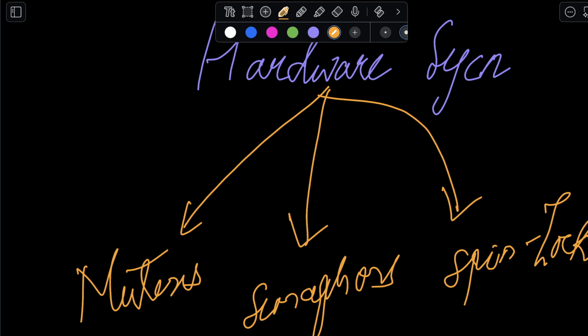So I guess that is all for this session. I hope you guys liked it. In the next one, we'll start with hardware synchronization and try to understand more about it. Basically, we'll start to understand about mutexes, spin locks, semaphores, and more.